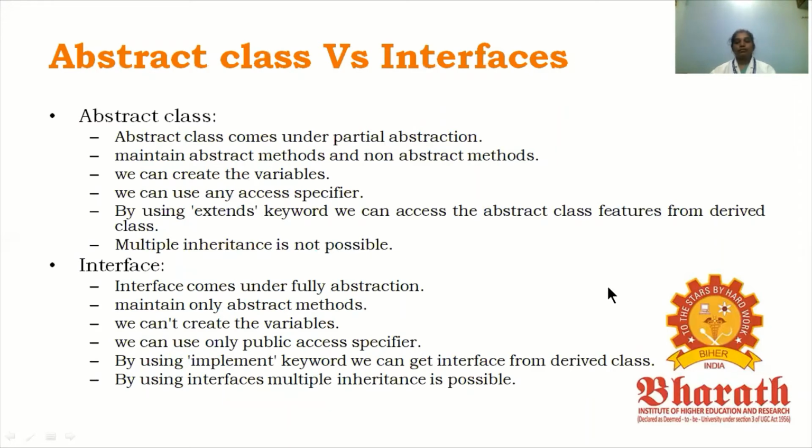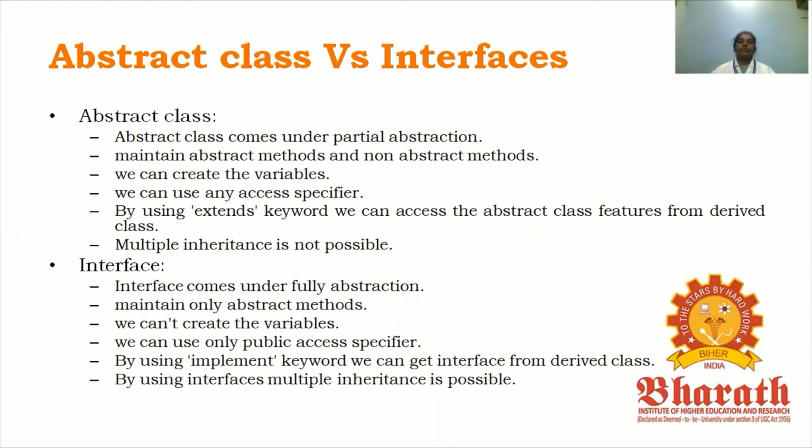Now see the difference between abstract class and interfaces. What about abstract class? It comes under partial abstraction. An interface comes under full abstraction. For the keywords, for an abstract class you use the keyword abstract, and for an interface you use the keyword interface. And for the abstract class, the extends keyword is used. We can access the abstract class features from the derived class.